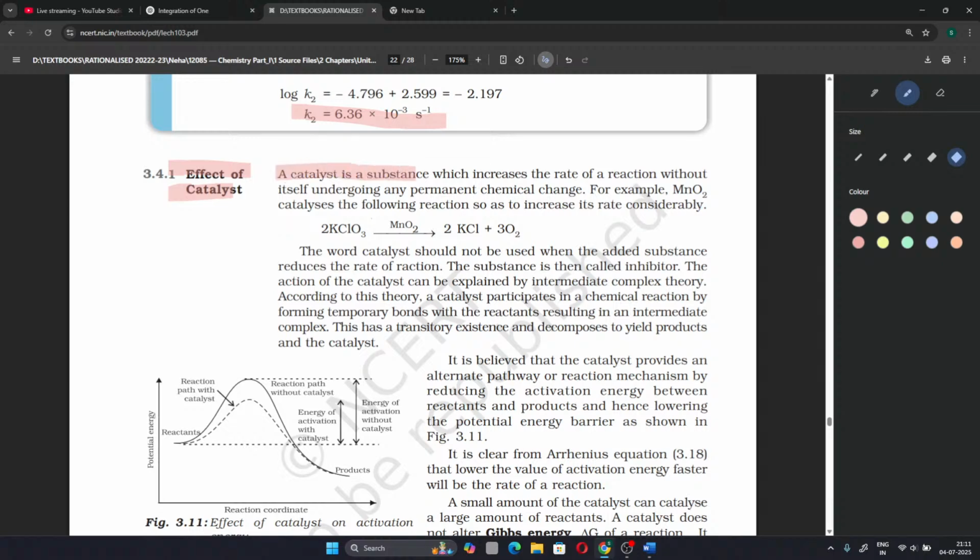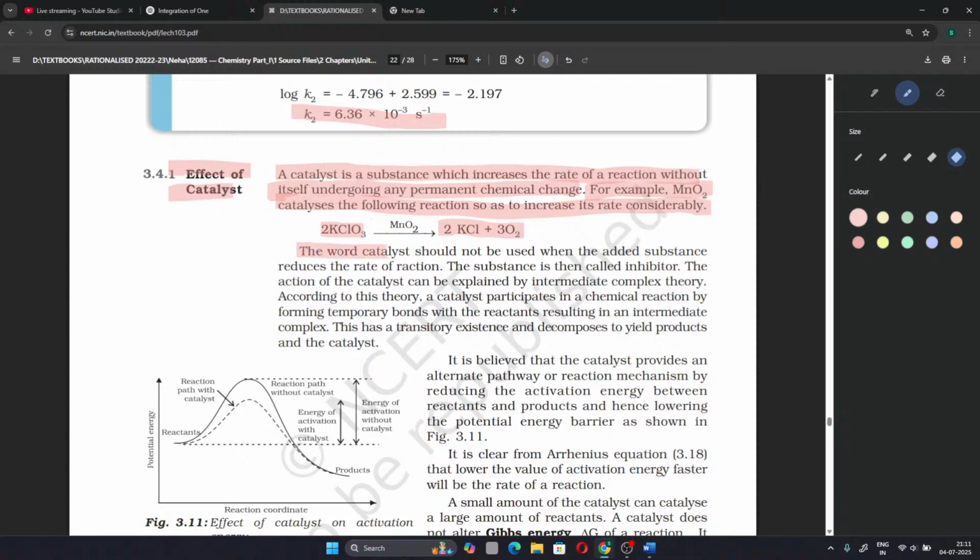Now, one of the next main topics is the effect of a catalyst. A catalyst is a substance which increases the rate of reaction without itself undergoing any permanent chemical change. For example, manganese dioxide catalyzes the following reaction, so it increases its rate considerably. Potassium chlorate in the presence of manganese dioxide will give potassium chloride and oxygen.